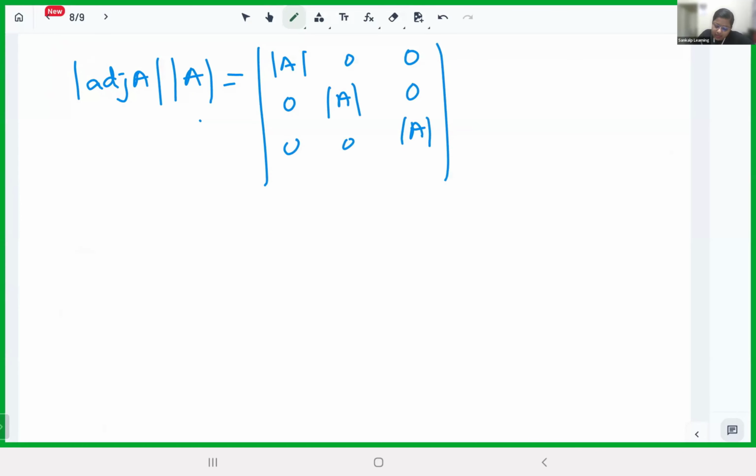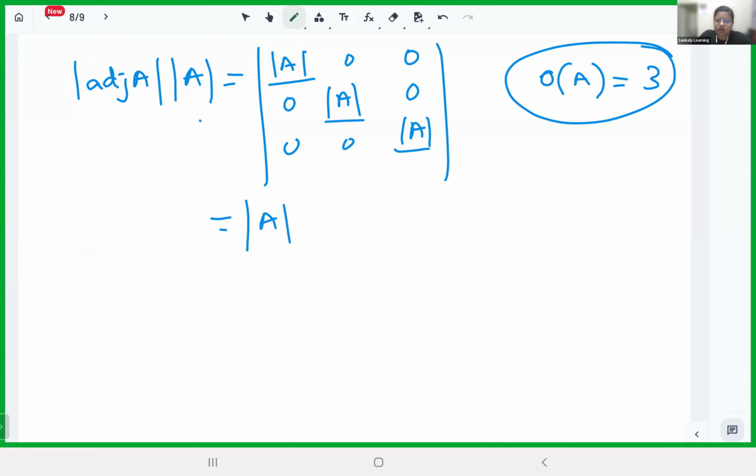And you know, if a scalar is multiplied in a determinant, when you take that scalar number outside, you have to consider the power of that matrix's order also. Here, order of A is equal to 3. Since determinant A is a scalar number, if I take it outside the determinant, you have to consider the order of the matrix and put it as the power, right?